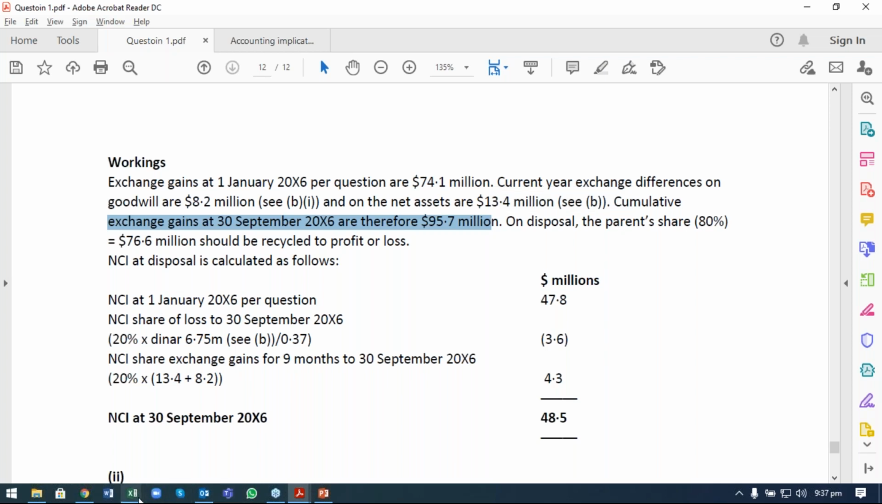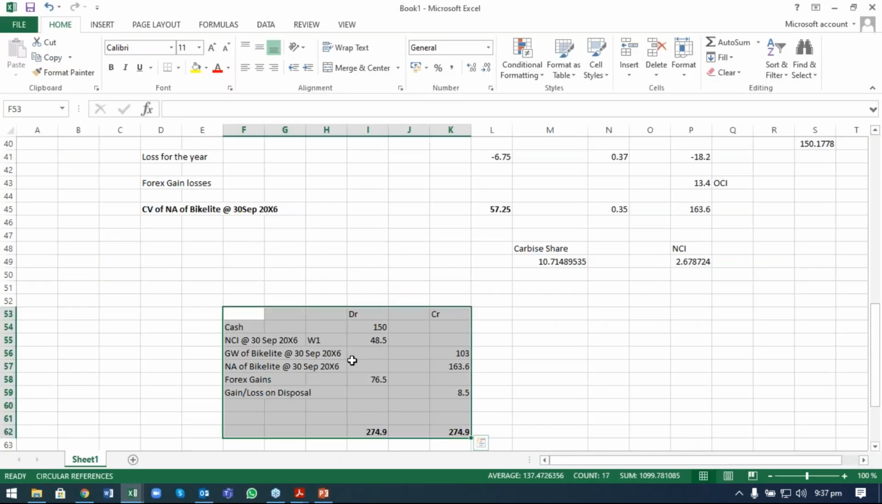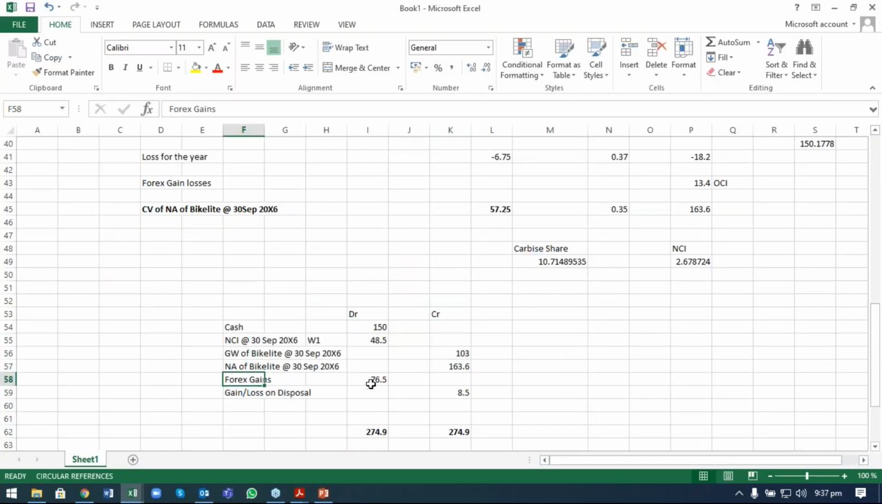Over here in the Excel sheet, we have mentioned that the foreign exchange gain losses were reported by the company on 1st of January 2006. It is already mentioned within the question, because it's not possible for us to calculate this 74.1, as the data for 4 years was not available. So it's the responsibility of the examiner to provide this data to you so that you can make your calculation easily.